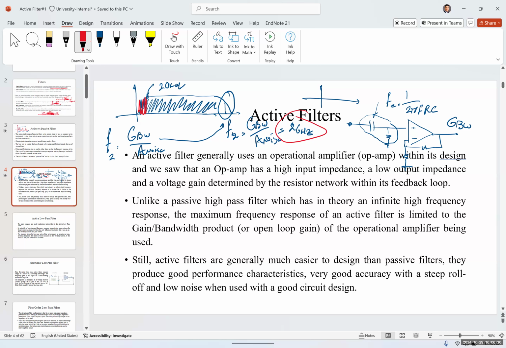Still, active filters are generally much easier to design than passive filters, and they produce good performance characteristics, very good accuracy with a steep roll off, and low noise when used with a good circuit design.